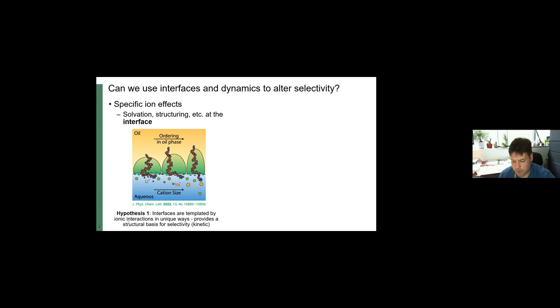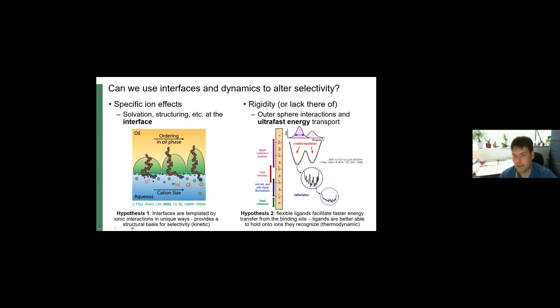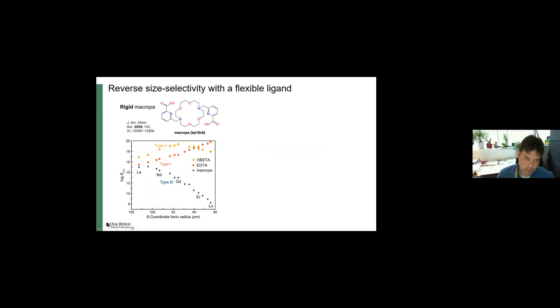So one of the hypotheses governing this work is that interfaces are templated by ionic interactions in unique ways, and this could provide a structural basis for selectivity in a kinetic sense. The other hypothesis we have is that rigidity, or the lack thereof, will allow you to interact where energy is funneled away from the recognition. So what we did is, one way to provide reverse size selectivity, that is for the lighter lanthanides, is to use a molecule that has prescribed size and shape. This way the interactions are just right, they can hold on to ions in a perfect way.